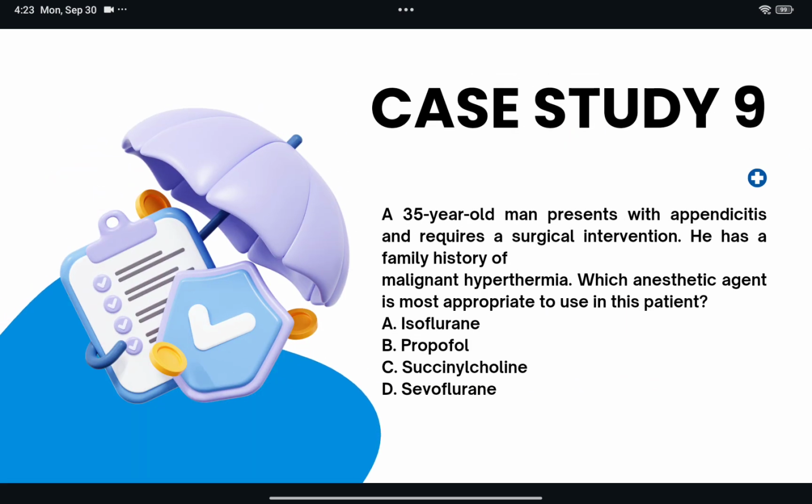Now, a 35-year-old man presents with appendicitis and requires a surgical intervention. He has a family history of malignant hyperthermia. Which anesthetic agent is most appropriate to use in this patient? Among these, propofol is the only medication listed that is safe for malignant hyperthermia, as we have studied. All the other fluorinated hydrocarbons, isoflurane, sevoflurane, desflurane, as well as succinylcholine, are contraindicated because they trigger it. Flushing of the anesthesia machine, removal of vaporizers, use of special filters and availability of dantrolene are highly advised.